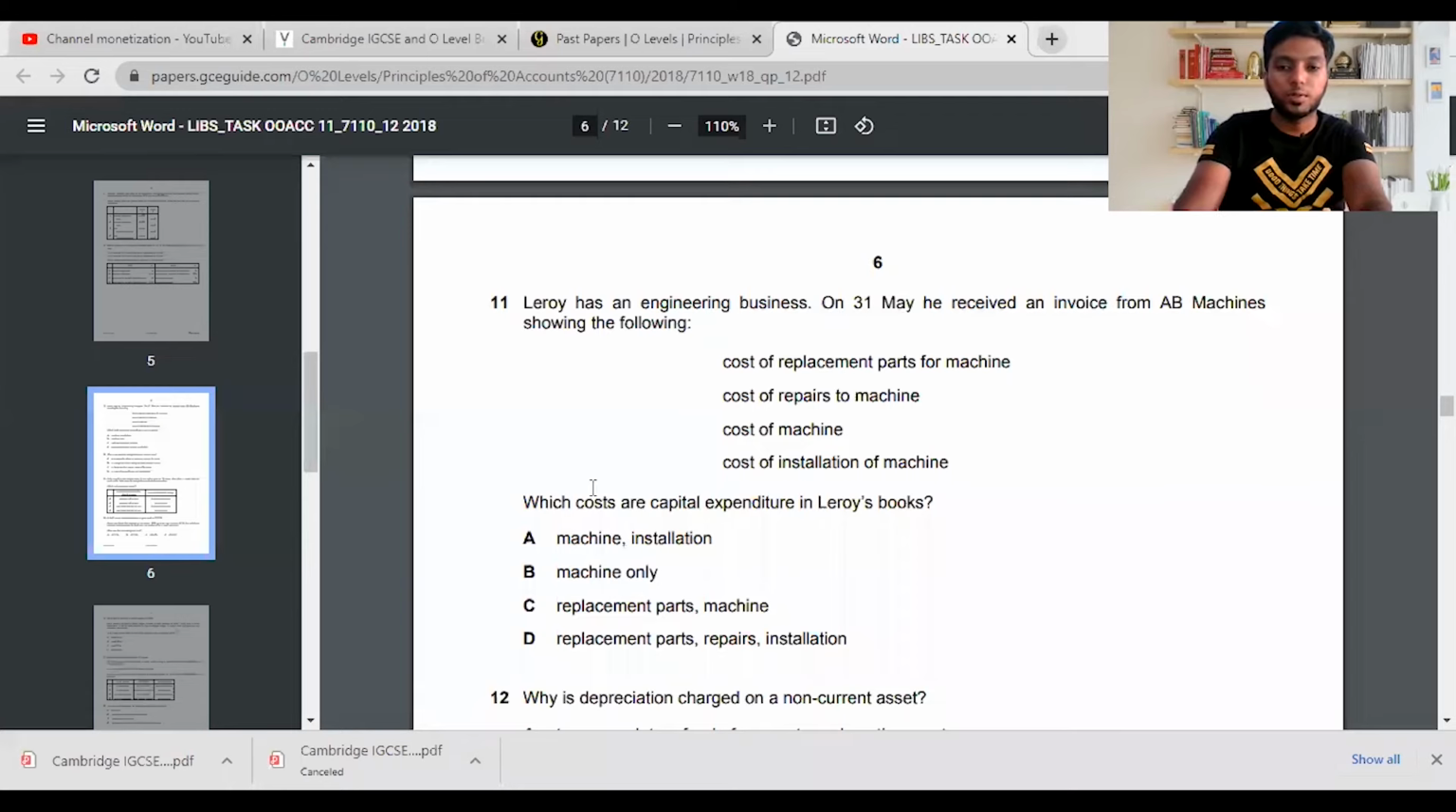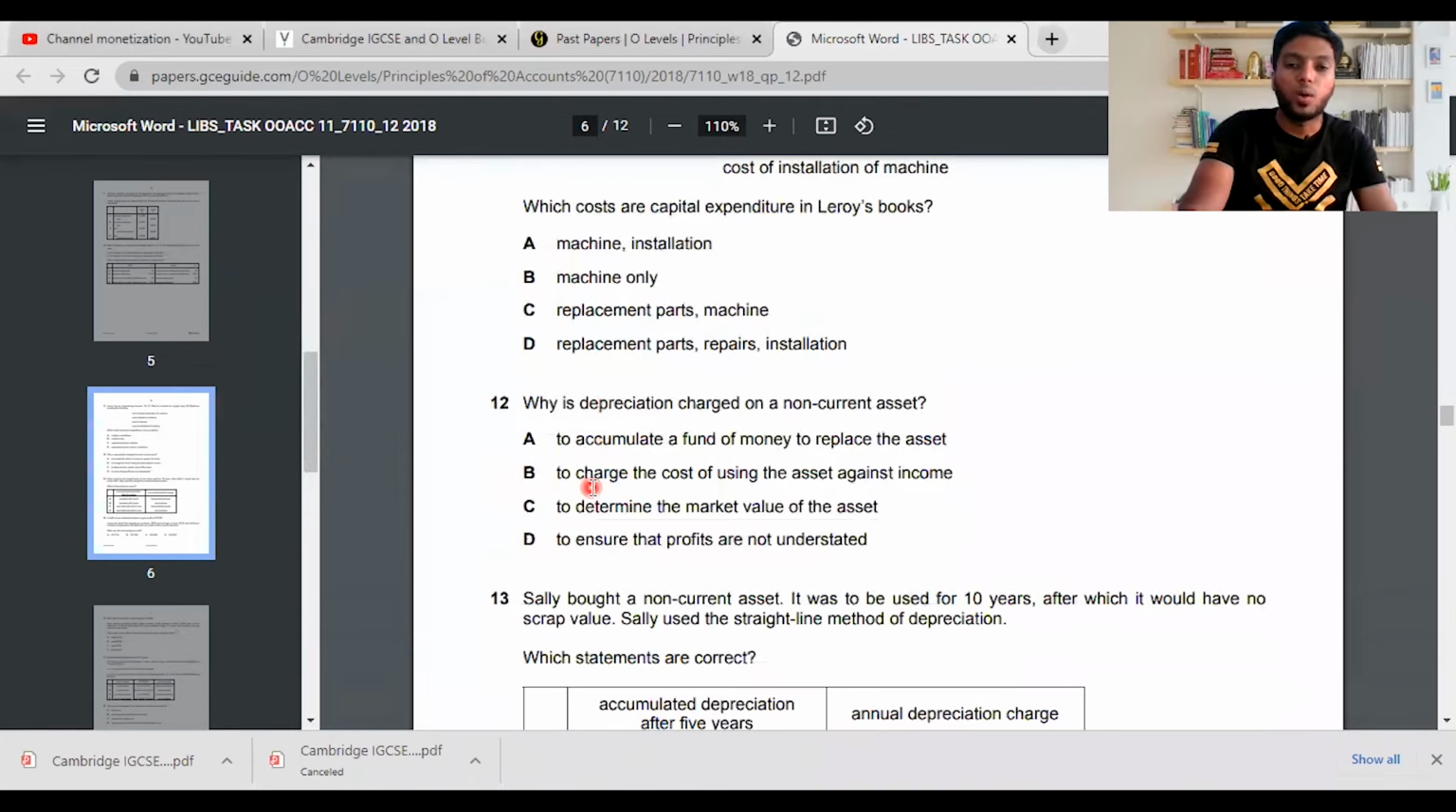The 12th MCQ is speaking about depreciation. Why is depreciation charged on a non-current asset? To accumulate a fund of money to replace the asset, to charge the cost of using the asset against income, to determine the market value of the asset, to ensure that profits are not understated. It's a very straightforward question. They're asking, why do you charge depreciation on a non-current asset?